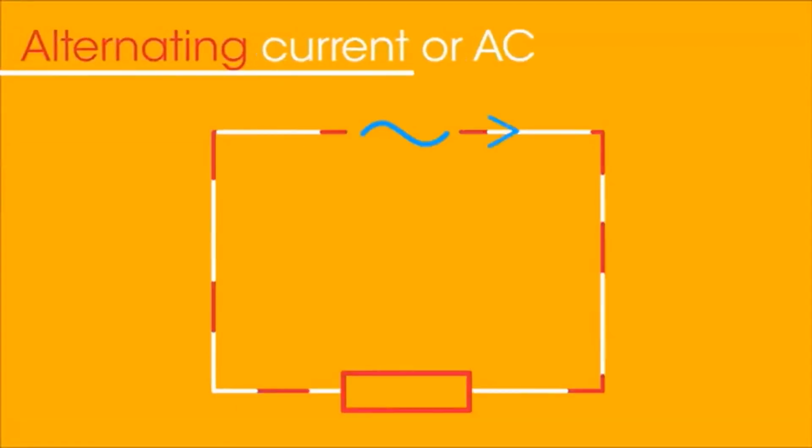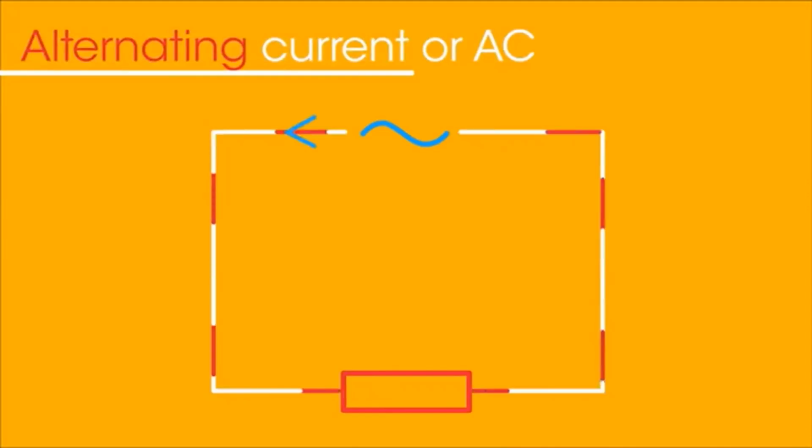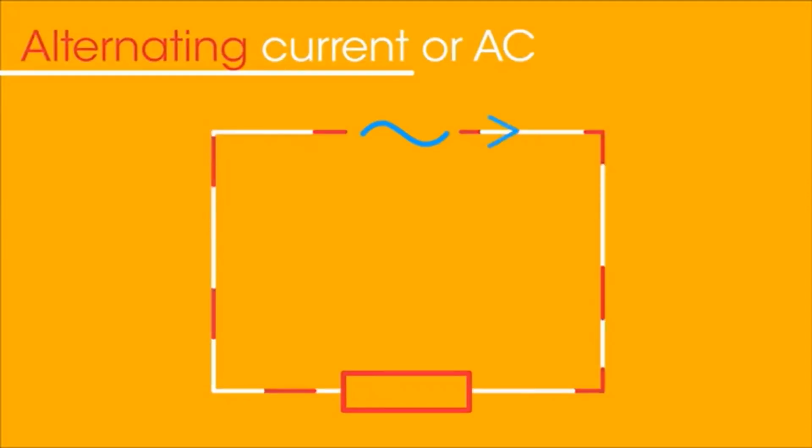In this example, instead of a cell or battery, we have a mains power supply. The mains supply is an alternating current, or AC, which means the current constantly changes direction.